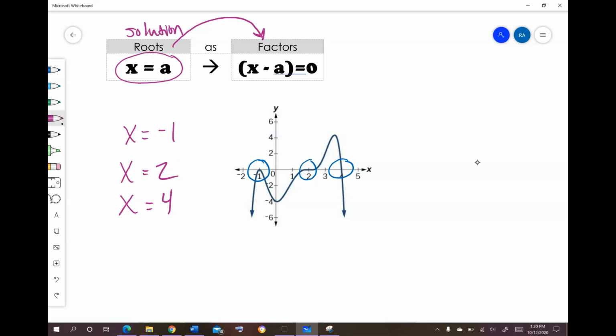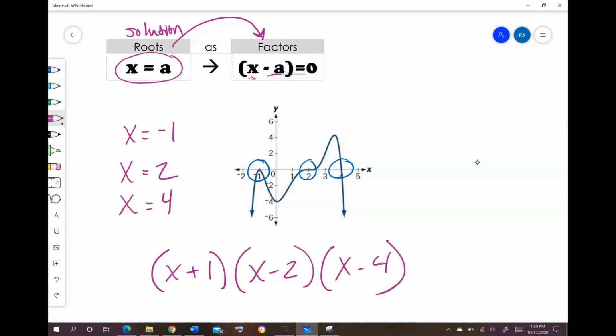Now a long time ago we talked about when there's a minus sign in front of a letter, it doesn't mean minus a, it means opposite a. So it means whatever a is, when you plug it into here, it's going to be opposite. Okay, so x opposite a. So I'm going to turn each one of these roots into a factor. So the first one's going to be x opposite negative 1, which would be x plus 1. 2 is going to be x minus 2 because it's opposite, and then 4 is going to be x minus 4. That's the first thing you do.